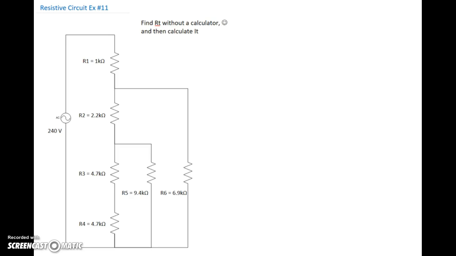Alright guys, resistive circuit number 11. Ooh, it looks like things got real here. Look, we got a series parallel combination here, and we've got crazy stuff going on. We got a series circuit here that branches off right here at a parallel junction.